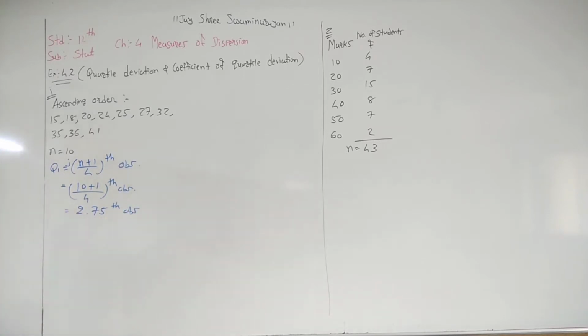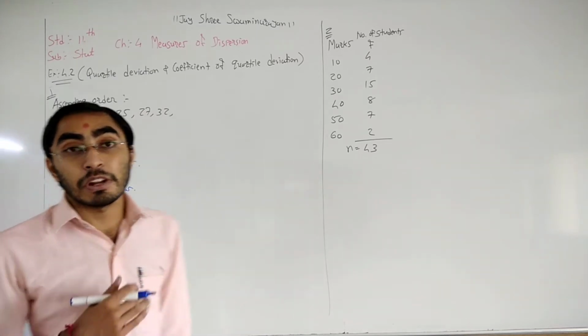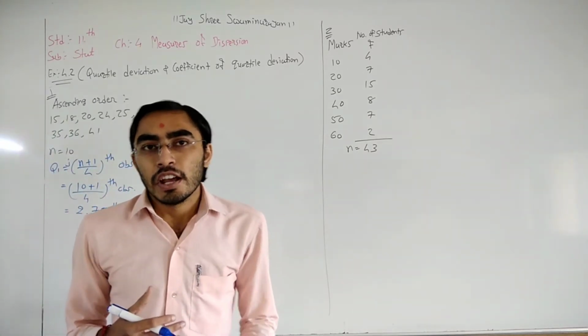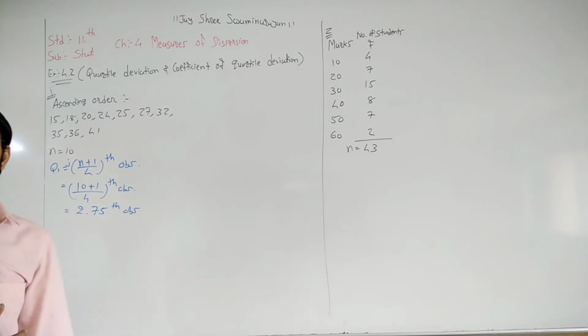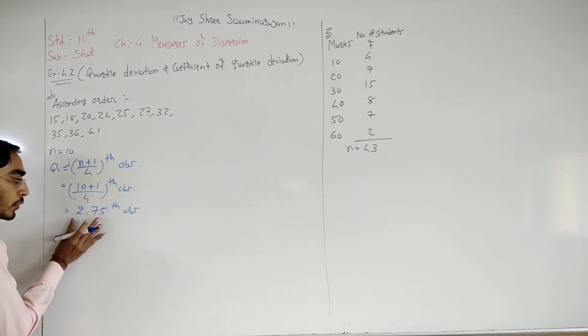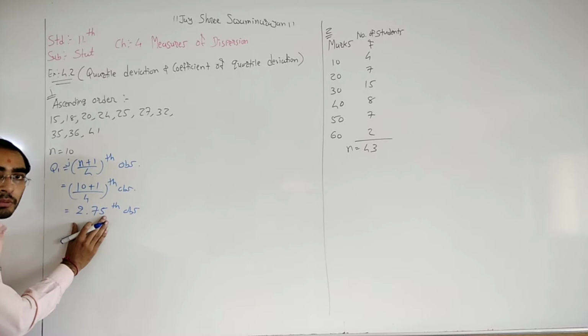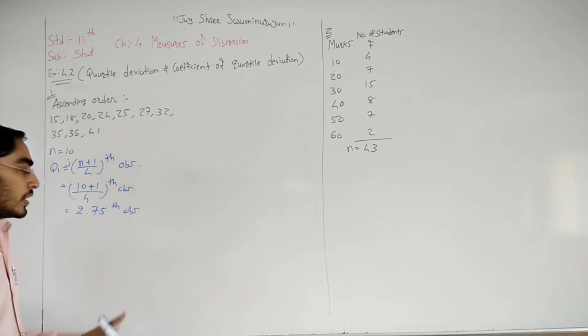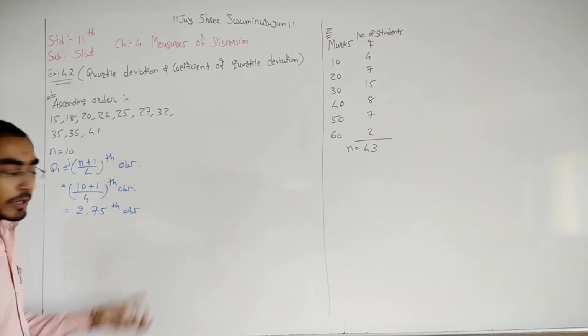Right? For finding out the Q1, use the formula for ungrouped data, n plus 1 by 4th observation. And n is 10, so 10 plus 1 by 4th observation. Now our answer is 2.75th observation. Now 2.75th observation, it represents the order. And we already faced this type of problem in our chapter number 3. So at that time what we need to do? 2.75, so we need to divide this number into 2 parts, right? Integer part and fractional part.